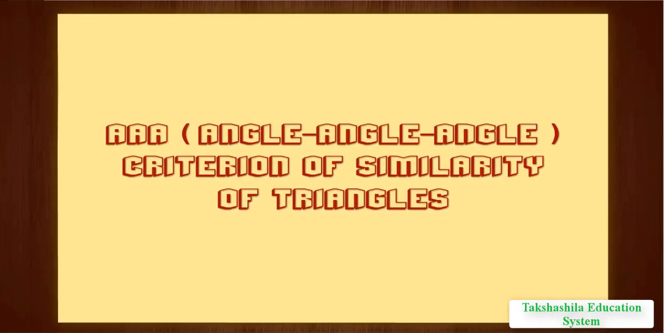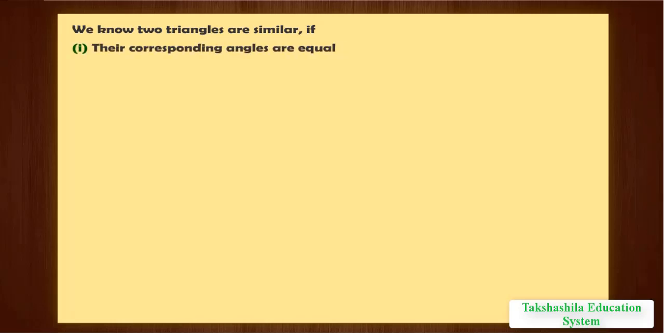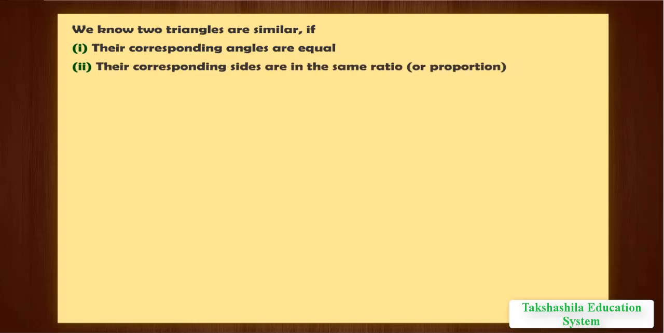In this module, we will learn the AAA, angle criterion of similarity of triangles. We know two triangles are similar if 1. their corresponding angles are equal, and 2. their corresponding sides are in the same ratio or proportion.